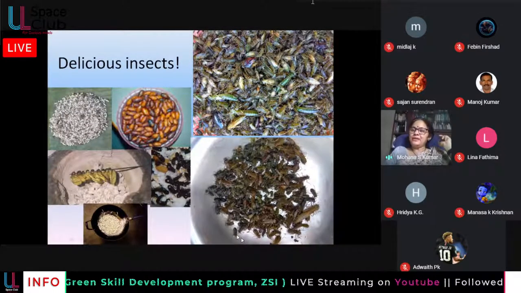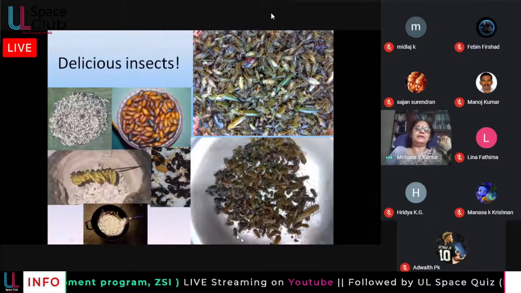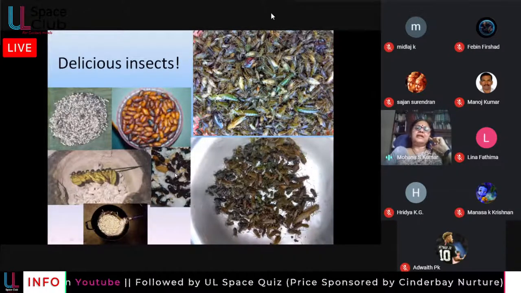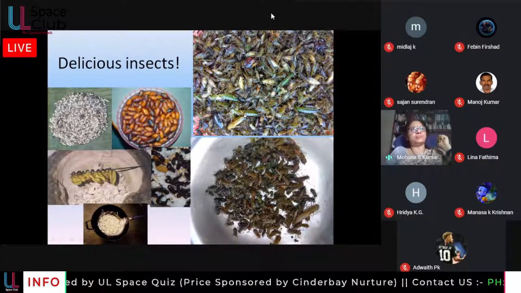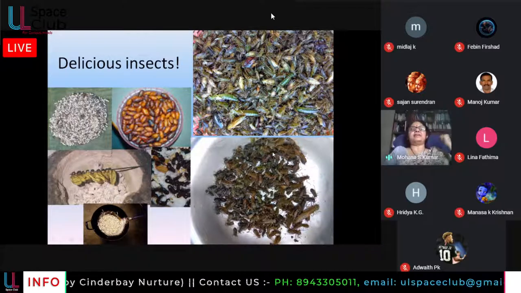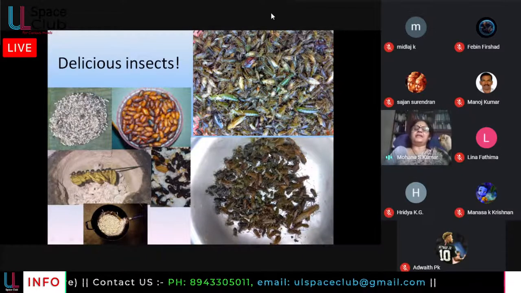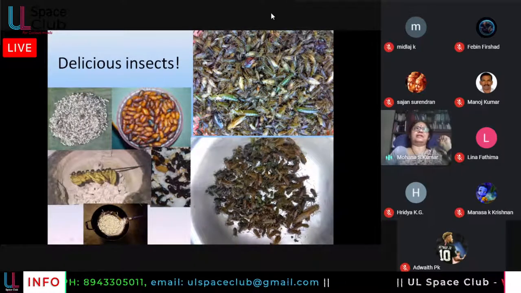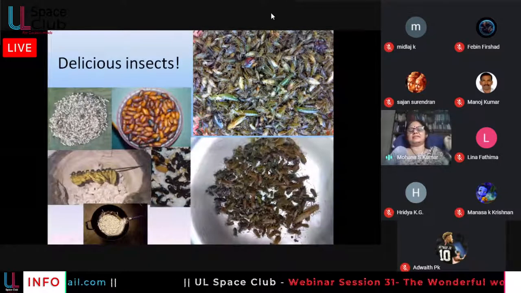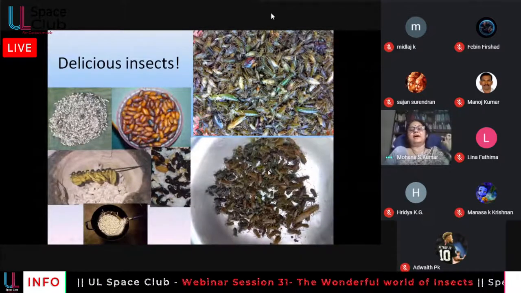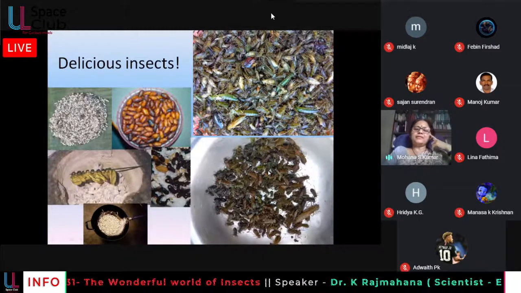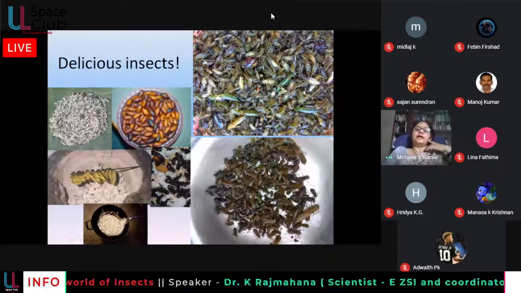Termites are edible, grasshoppers are edible, and some beetles are edible. Very popular in the northeast, not much in southern India, but the tribals living in the Western Ghats do take termites. They fry the termites, and they say it is as delicious as groundnuts. And regarding protein value, grasshoppers are very rich and well known.